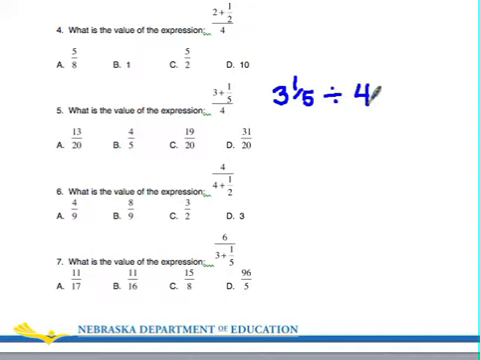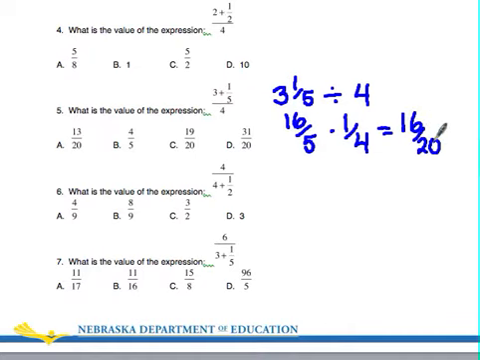Let's see what we got. The majority of you got B, some of you got A. So 3 1/5 divided by 4 is 16/5 times 1/4. The answer is 16/20, which reduces down to 4/5, letter B. Nice job. Let's shoot for number 6.